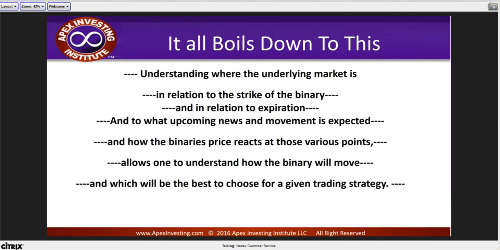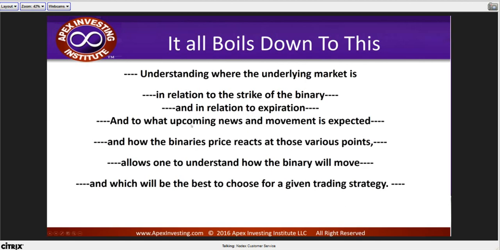And then be aware of how binary prices react based on those various things, based on where the strike is in relation to the underlying market, in relation to expiration. How does the price move, and when there's upcoming news, how does the price move? If you understand that, you will have a better understanding of how binary prices move, and that will help you better choose the right trading strategy.